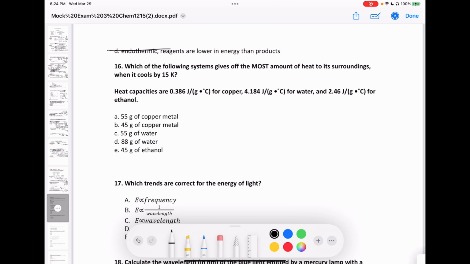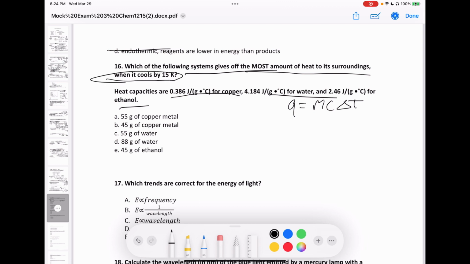Okay, so we know that if we're given a heat capacity, we're going to use MCΔT, and we want the most amount of heat, which is the one that gives off the most amount of heat. So we're just solving for Q. It gives us copper, water, and ethanol. Sorry, it also tells us in the intro part that it cools by 15 Kelvin.